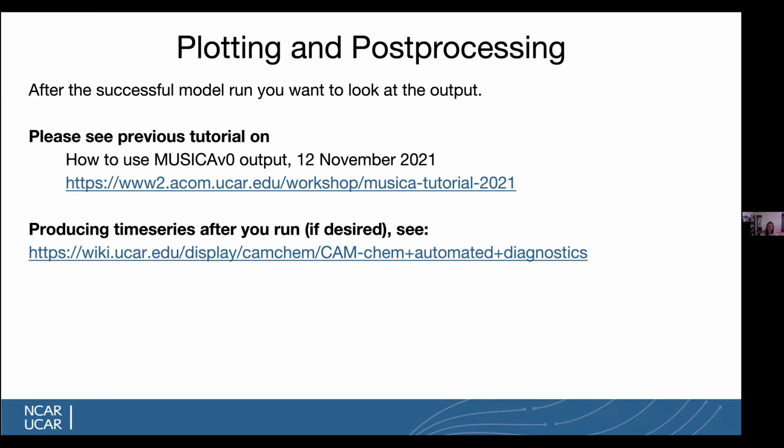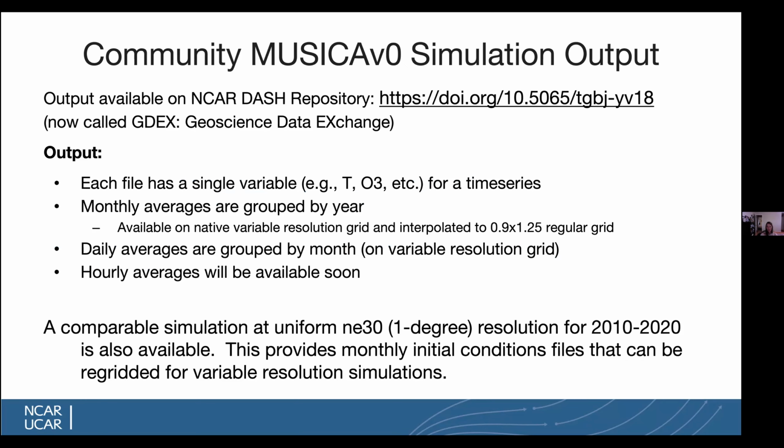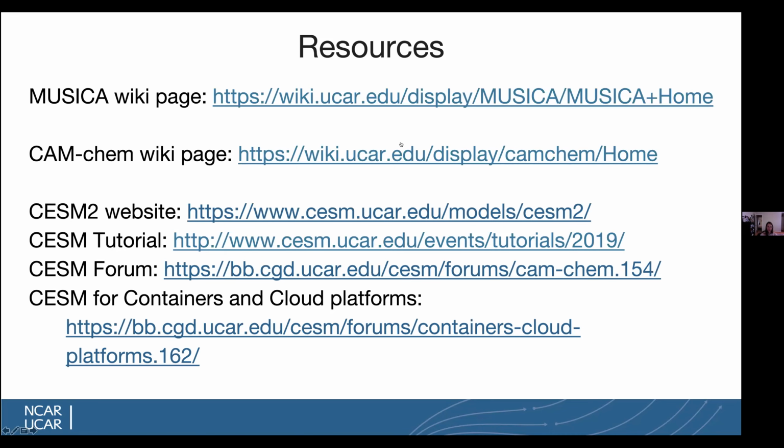And that is how we're actually saving our community output right now on the Dash repository. If you're interested in post-processing your run, there's also information available. We're not going to go through this today. As I said, the output of the current simulations is available. You can find more information on the previous tutorial. This is a slide from the previous tutorial. So you can go to the Dash repository, which is actually now called the Geoscience Data Exchange. And finally, here are some more resources.